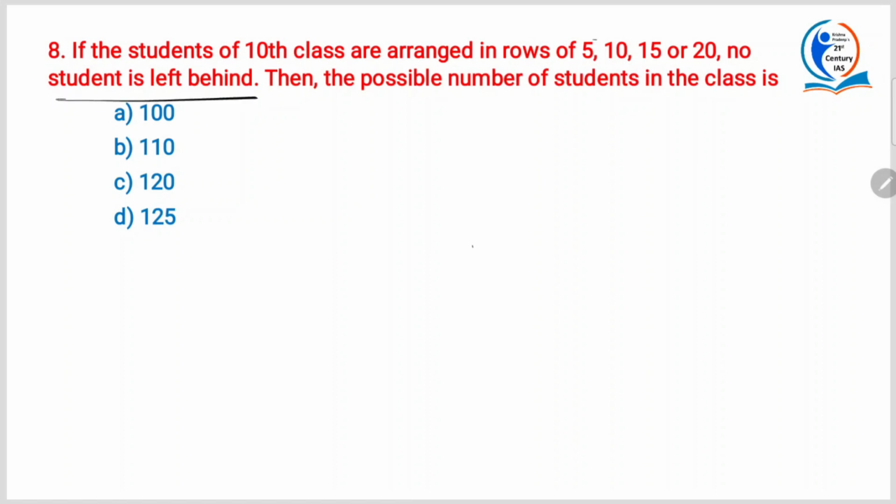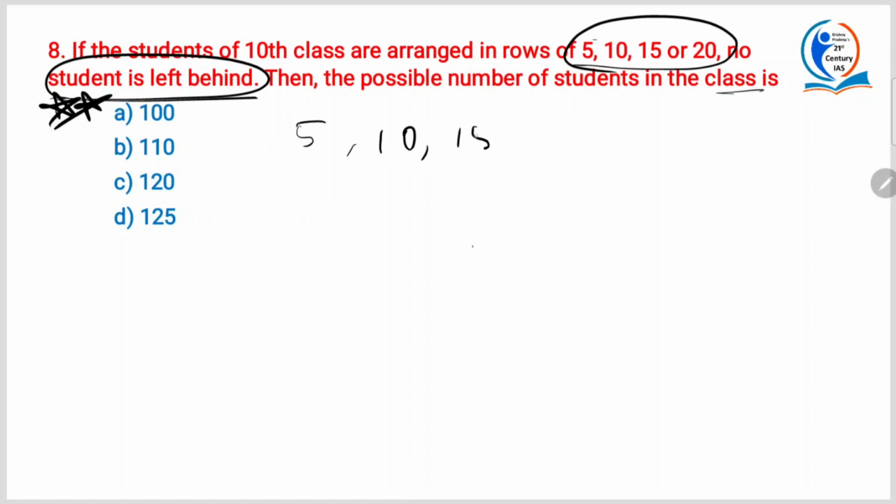20, no student is left behind. Then the possible number of students in the class is. Okay, now this statement is very important. No student is left behind. As no student is left behind, the possible number of students will be a multiple of what? LCM of these numbers 5, 10, 15 and 20. Okay, now what is the LCM of 5, 10, 15 and 20?